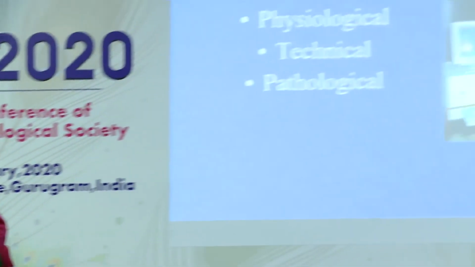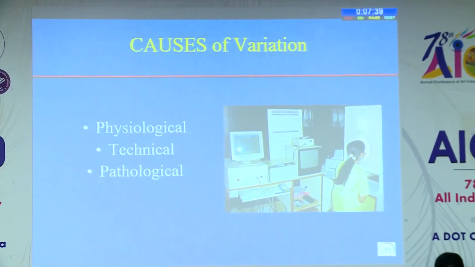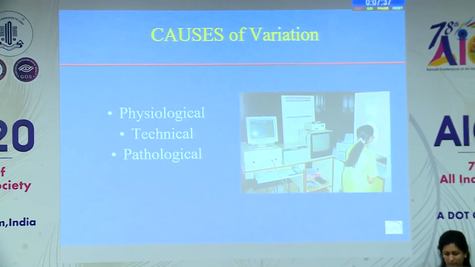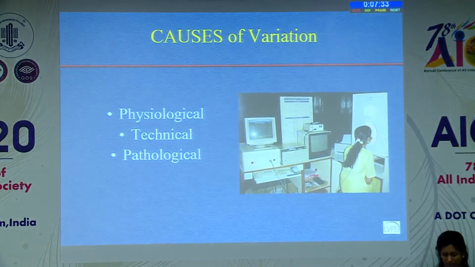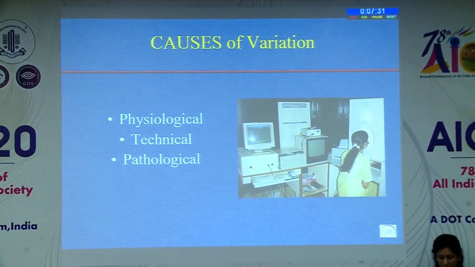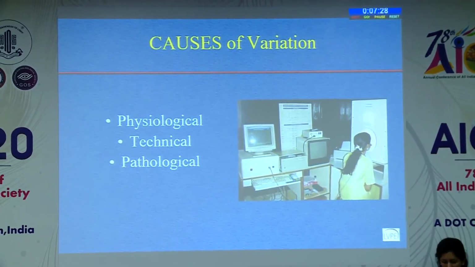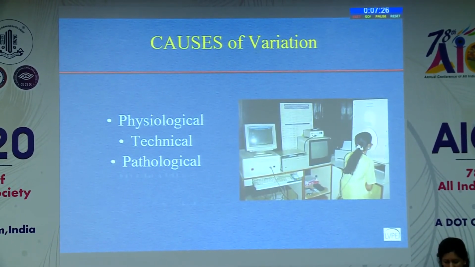Okay, so I'm just going to be very brief about the interpretation and what variations we see in ERG. The variations could be physiological, technical, and sometimes pathological, as we just saw in that patient with neuronal disease. If you have taken the ERG at a different phase of the disease, you will get totally different things. So we should be aware of that.